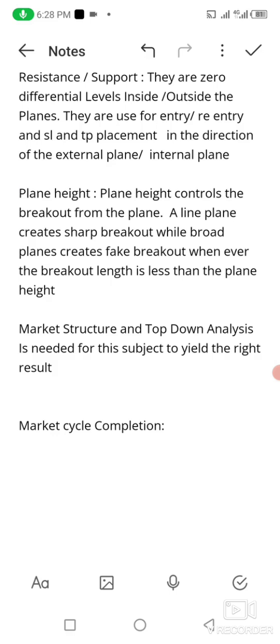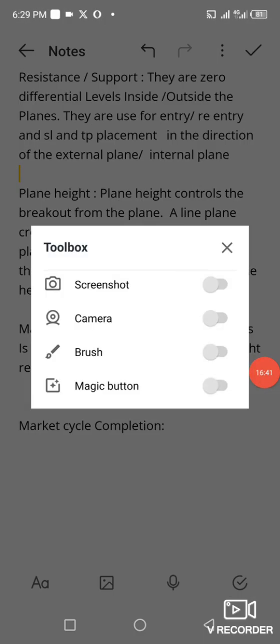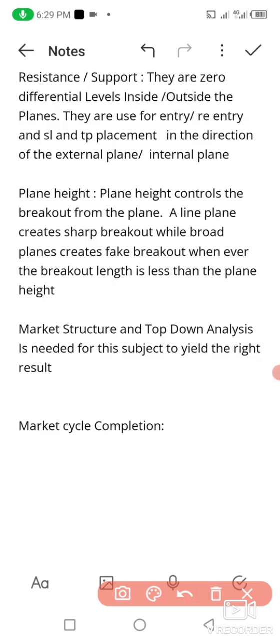So we now talk about market cycle completion. Most times you want to buy, but the market is still selling. And most times you want to sell, the market is still buying, because the cycle has not completed. So market cycle completion is necessary for this idea to work. Now, let me give a hint of what a market cycle is. It's very necessary. So, what is a cycle in a market?